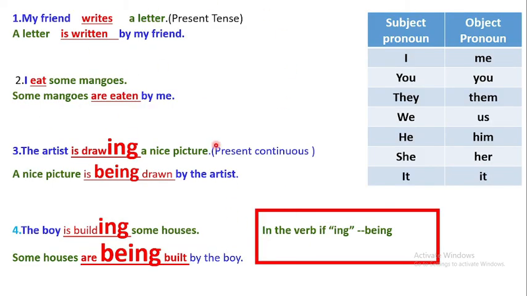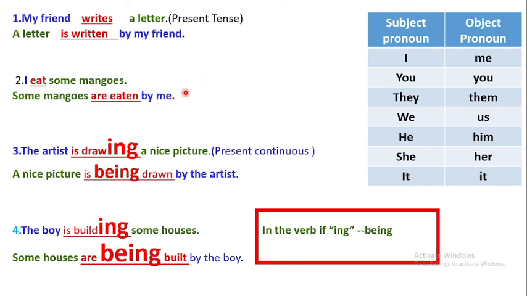See, this is for your extra knowledge, for your clarification. When you see this, you will understand. Here, my friend writes a letter. A letter is written by my friend. You have to go through this slide very patiently and very quickly you will understand it in a very easy way. I eat some mangoes. Some mangoes are eaten by me. Here there is a small confusion. I has changed into me.